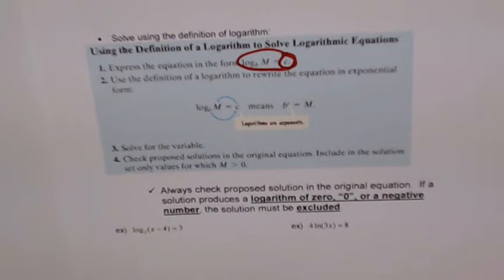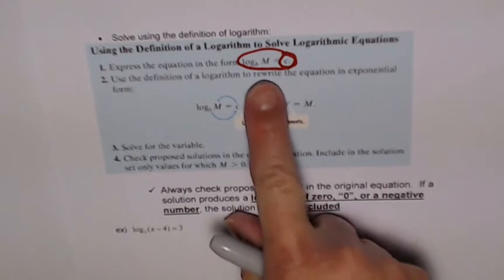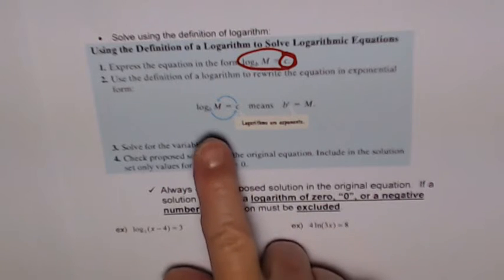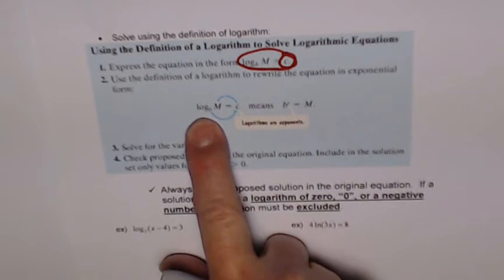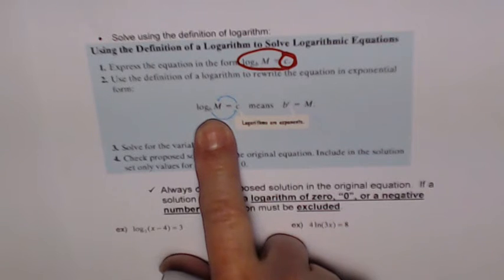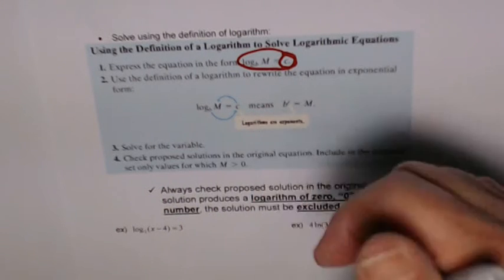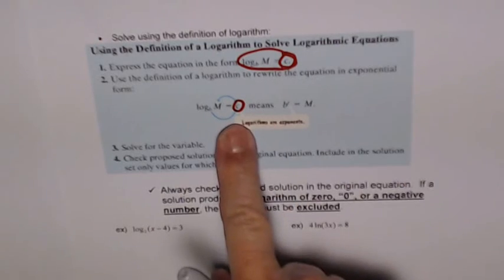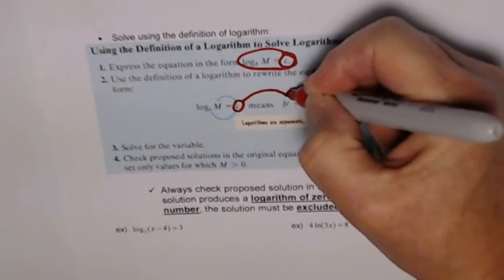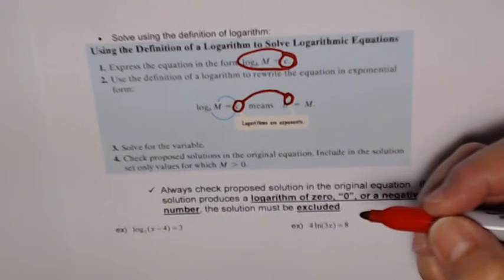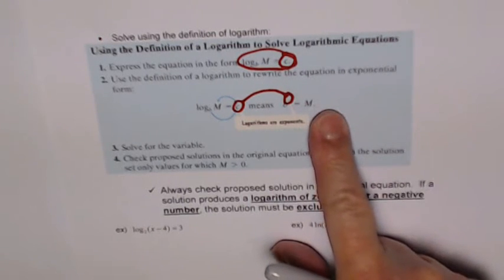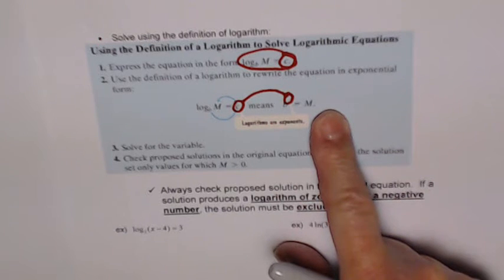What we're going to do in this method is take this log statement and write it in terms of an exponential statement. As a review, if we have log base b of some quantity m equal to c, we can rewrite that in the exponential form, b to the c equals m, and this c, the number we see on one side of the equation, is our exponent. Then we can proceed from here to solve our equation.